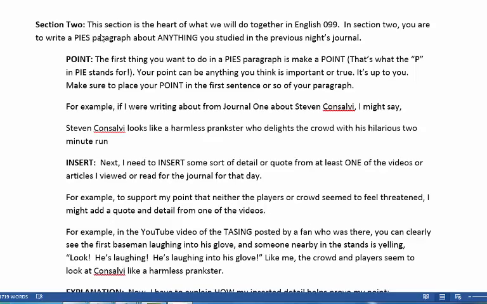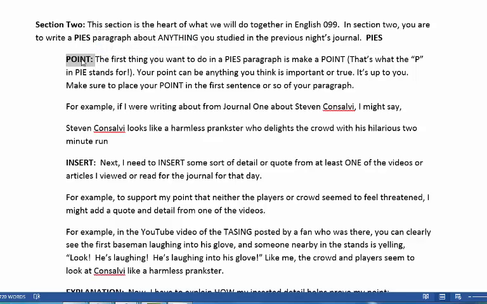Section 2. This section is the heart of everything we do together in English 099. It's where you write a PIES paragraph. That word is spelled out P-I-E-S. A PIES paragraph is a paragraph that has P-I-E-S in it. And I'm going to explain what each of those mean.